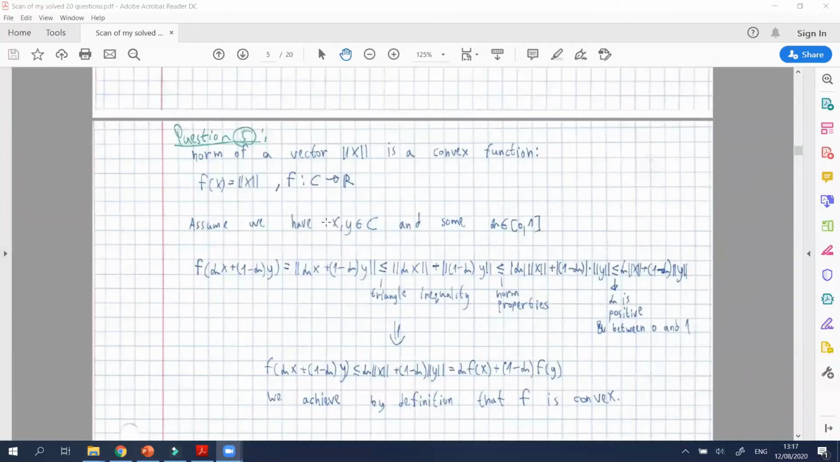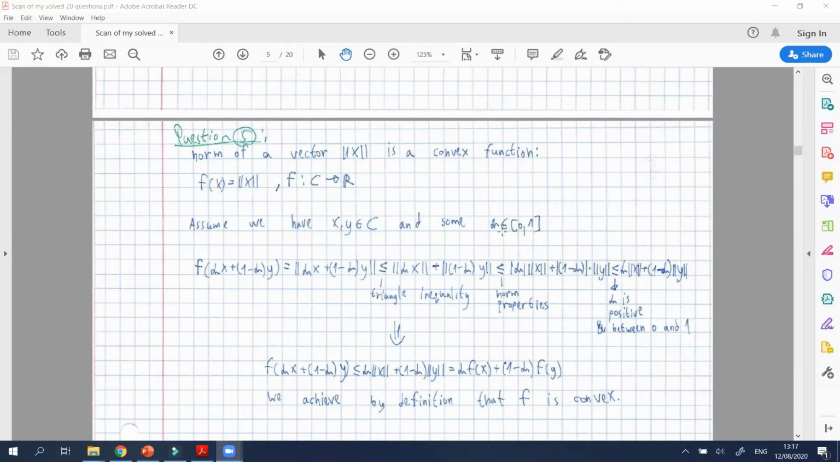So let's dive into question number 5. We have the norm of a vector, just the norm of some vector x, and we want to show that the norm function is convex. So we have this function definition. It's defined from a convex set C to the real numbers. So let's just assume we have two vectors, x and y, that belong to the convex set C.